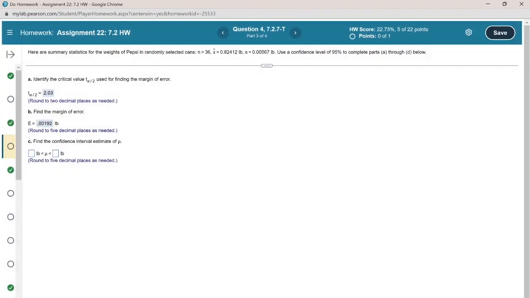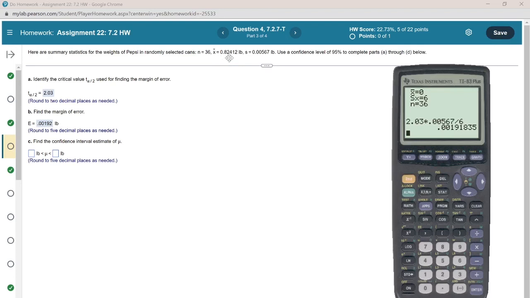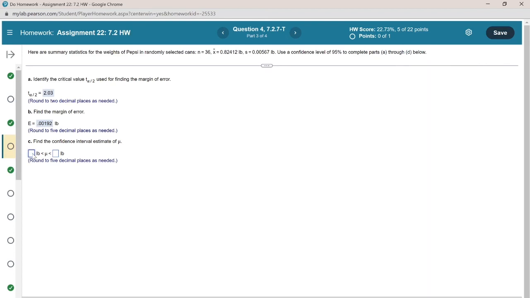Now for finding the confidence interval, just subtract this margin of error from the mean. If I subtract this from the mean, which is 0.82412, minus the answer I got on the top, that is the lower bound, so that is 0.82220, to 5 decimal places.